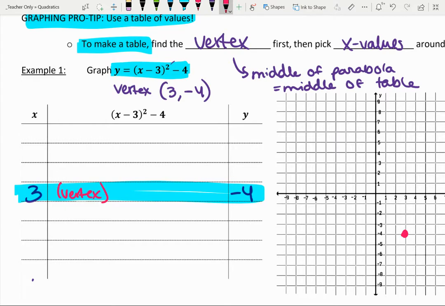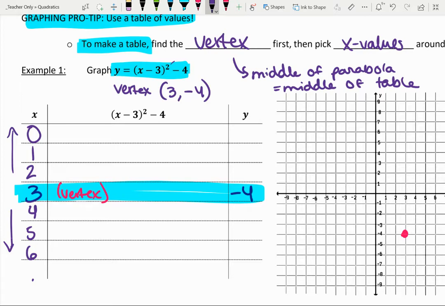And so I'm going to pick the x values that are above and below 3. If I know that the parabola is going to be centered around this vertex, my x values are going to be centered around 3. So I'm going to use 4, 5, 6, and then work backwards: 2, 1, 0. This will help me decide which x values to plug in to help me find the rest of my coordinate points.